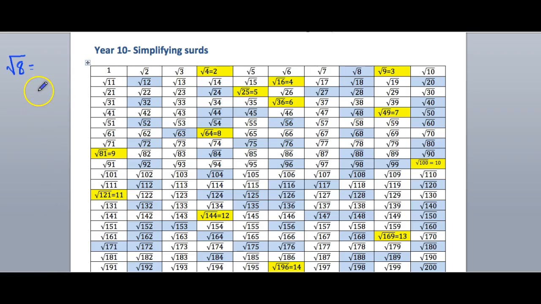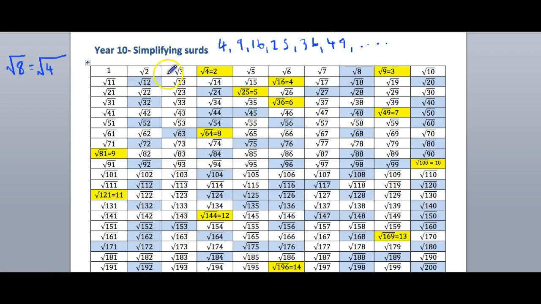So remember we said 4 was a perfect square. So always write the perfect square first. So 4 is our perfect square. Remember our perfect squares of 4, 9, 16, 25, 36, 49, and so on. I'm not going to keep writing them.